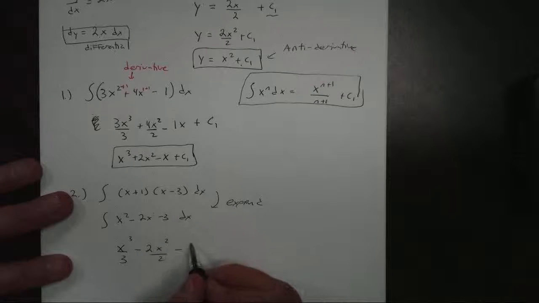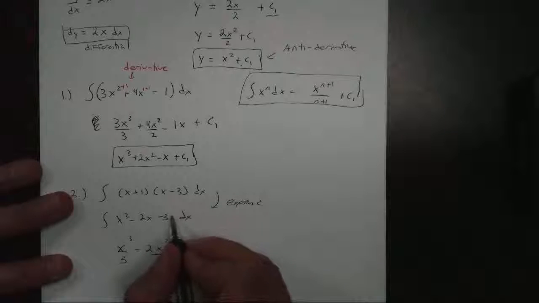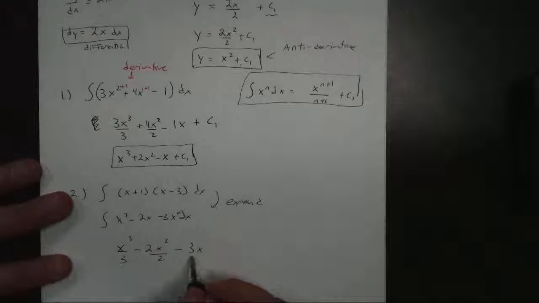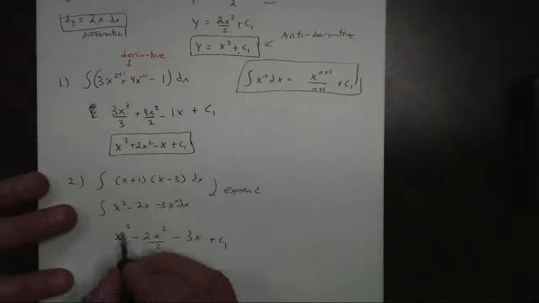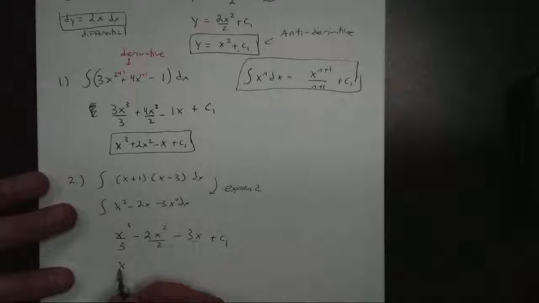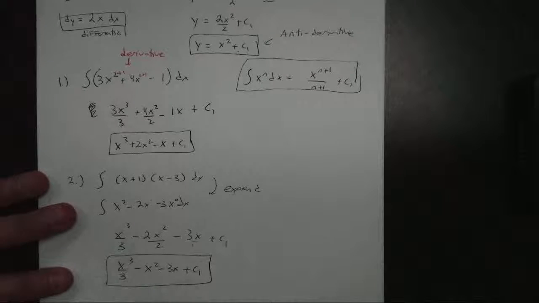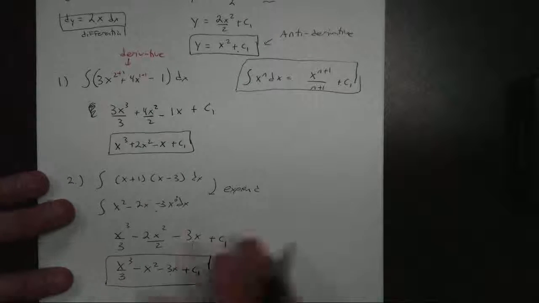Minus, now, why do I get a 3x here? Because remember, this was an x to the 0, so if I add 1, I get x to the first. You don't have to put it over 1 if you don't want to. Plus C1. And I can leave it or I can clean it up a little bit. I get x cubed over 3 minus x squared minus 3x plus C1. And there's my antiderivative. You can easily check it. Take the derivative, you do get x squared minus 2x minus 3, and that just goes to 0.